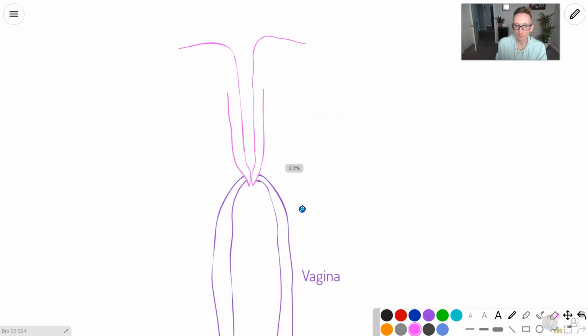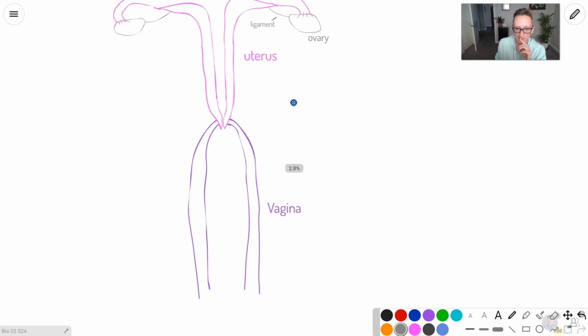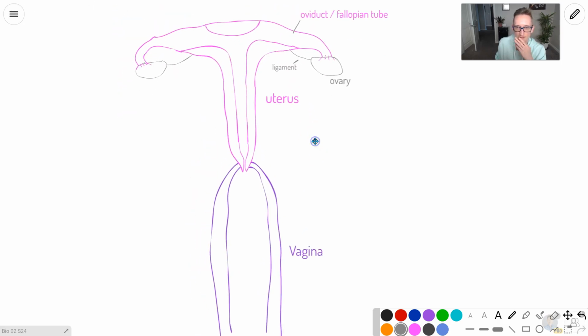All right, so this would be the ovary. And this would be the oviduct, slash fallopian tube. And this is a little ligament that attaches to the ovary to kind of hold it into place. All right. Boom. All right, I think that's really all I want to do for female anatomy.